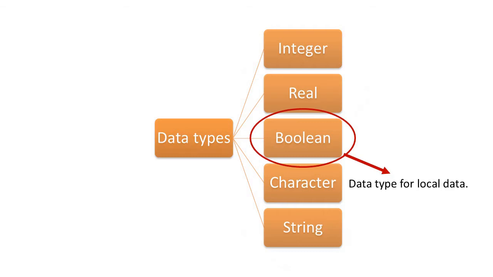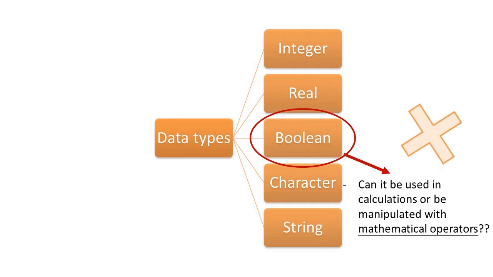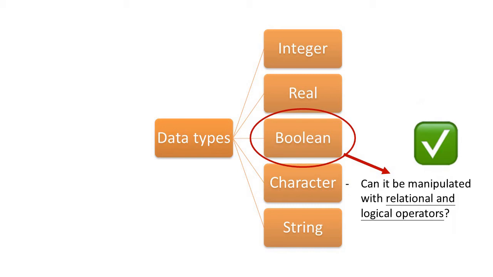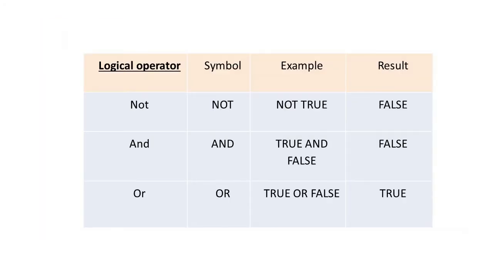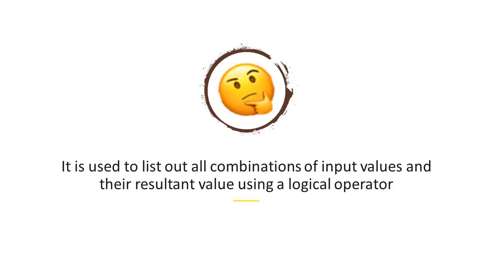The Boolean data type is a data type for logical data. It contains only two possible values, which are true and false. It cannot be used in calculations and cannot be manipulated with mathematical operators. However, it can be manipulated with relational and logical operators, as shown below. The truth table is used to list out all combinations of input values and their resultant values with a logical operator.